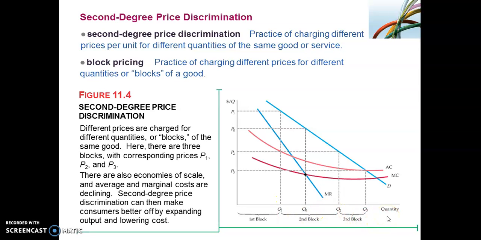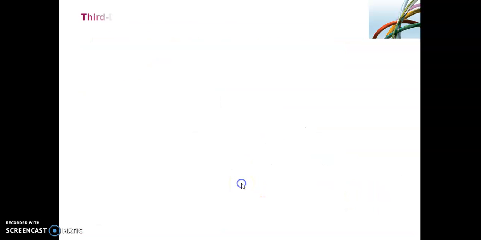So with second degree price discrimination, consumers can be made better off because output is being expanded and there is a lowering of cost. You can see that at a single price, output would have been Q0, but as a result of applying second degree price discrimination, consumers are better off by expanding output. You see the third block extends to Q3 and a lowering of cost.